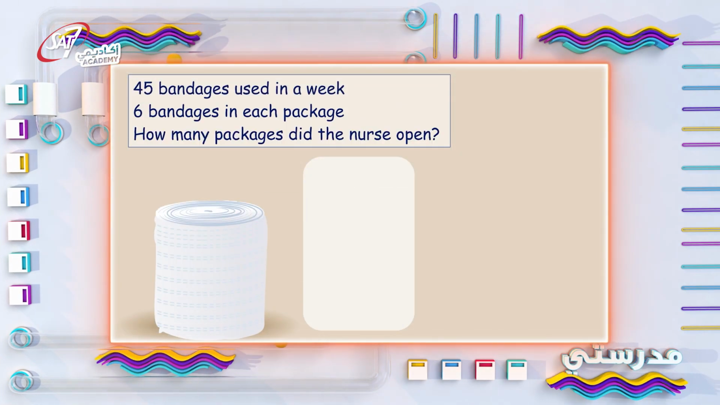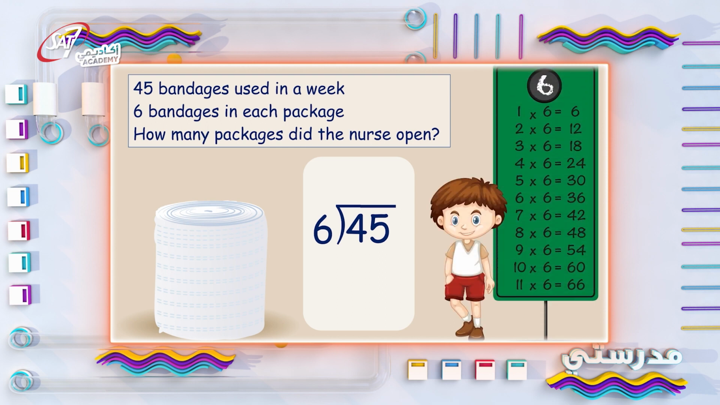The school nurse used 45 bandages in a week. Each package contains 6 bandages. We must find the number of packages opened that week. Let's divide 45 by 6. What times 6 equals a number close to 45? 7 times 6 equals 42. 7 packages of 6 bandages make 42 bandages in total. 45 minus 42 equals 3.